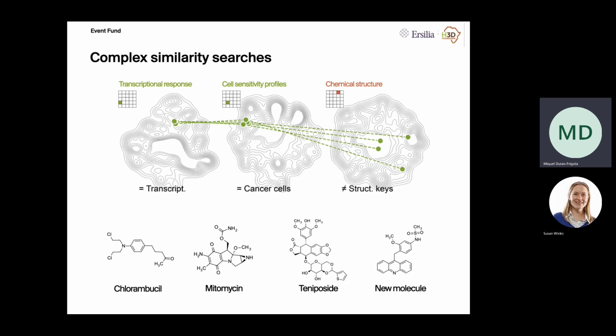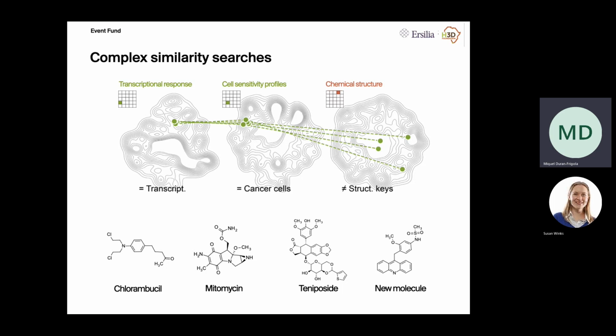Cell sensitivity profiles means that if we assay these molecules against a collection of hundreds of cells, for instance cancer cell lines, they will tend to kill, or at least inhibit the growth of, the same types of cells. Chemical structure, we saw it yesterday. Those maps capture whether molecules are similar or not chemically. Compounds that are nearby are chemically similar. If they are far apart, they are chemically dissimilar. And by having these three maps, we can do all sorts of interesting exercises.